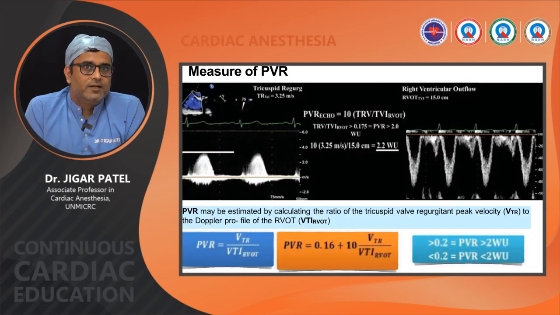Similarly, on the right side of the heart, you have to measure velocity across the TR, and you have to measure PVR by calculating the ratio of tricuspid valve regurgitation peak velocity to the Doppler profile of RVOT, or VTI across RVOT, and by applying this equation you can measure it directly in Wood units.